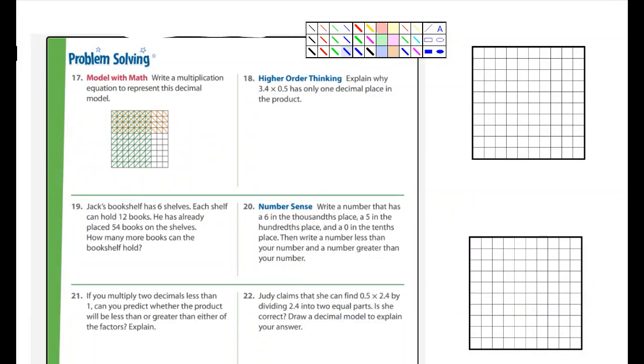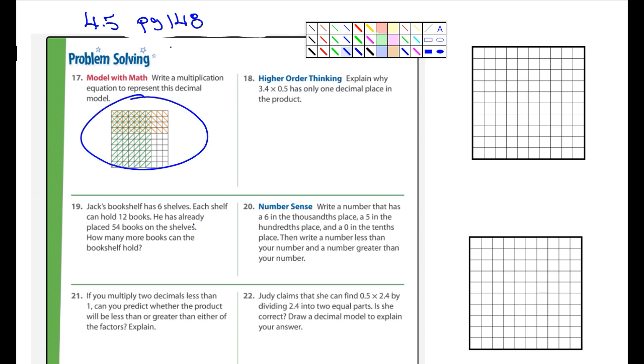What are we doing? This is 4.5 or 4-5, page 148. So, let's see, what do we got here? Number 17, it says model with math, write a multiplication equation to represent this decimal model.